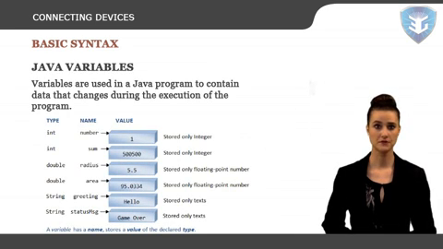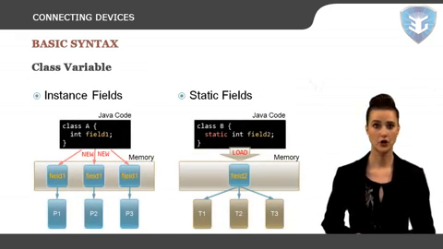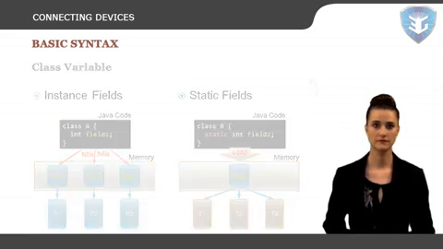Java variables. Variables are used in a Java program to contain data that changes during the execution of the program. A variable is a container that stores a meaningful value that can be used throughout a program. Java variables can be categorized into 7 types. Class variable. A Java class variable is a field declared using the keyword static within a Java class, or with or without the keyword static within a Java interface declaration.